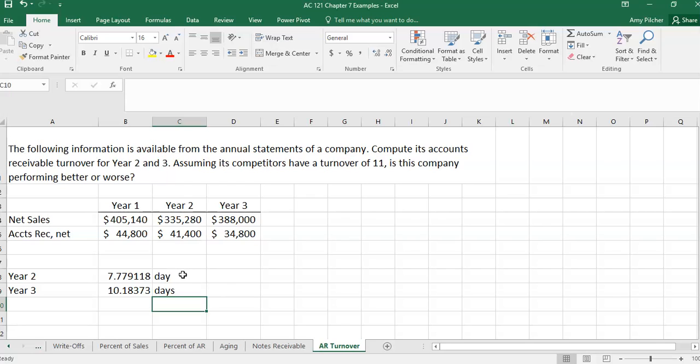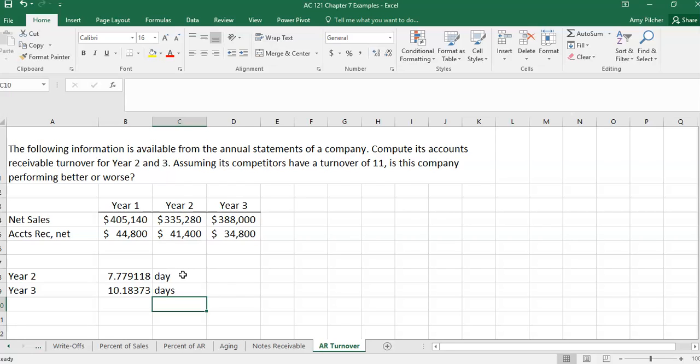Now, what we would do then, we assume our competitors have a turnover of 11. So one, we would compare ourselves to our competitors. And are we doing better or worse than them in collections? We're doing better in collections. The next thing we would use this ratio for is to determine if we're getting better or worse at our own ability to collect money from our customers. Well, we can see that this is getting worse.